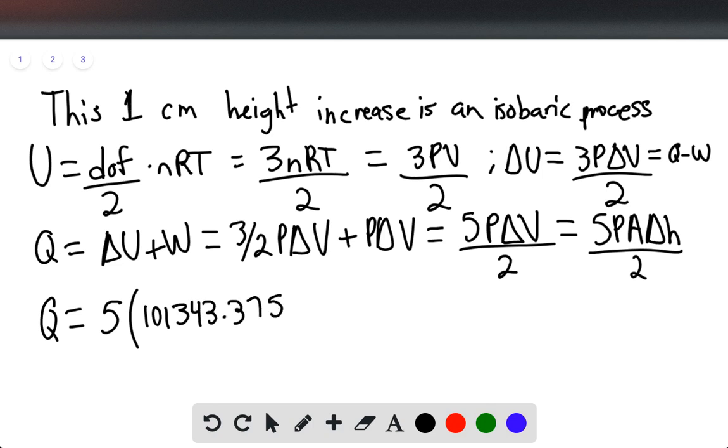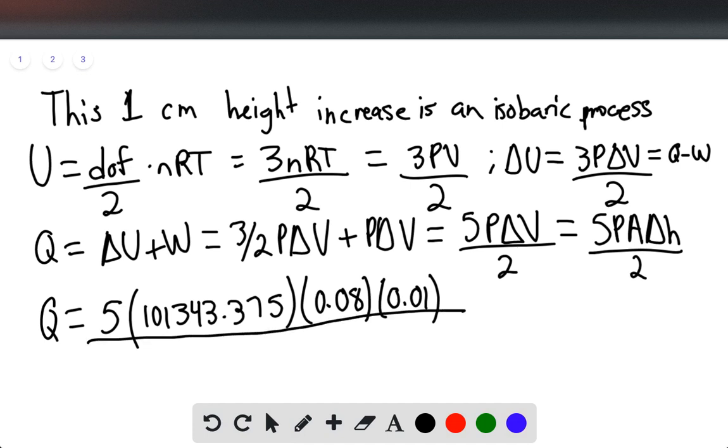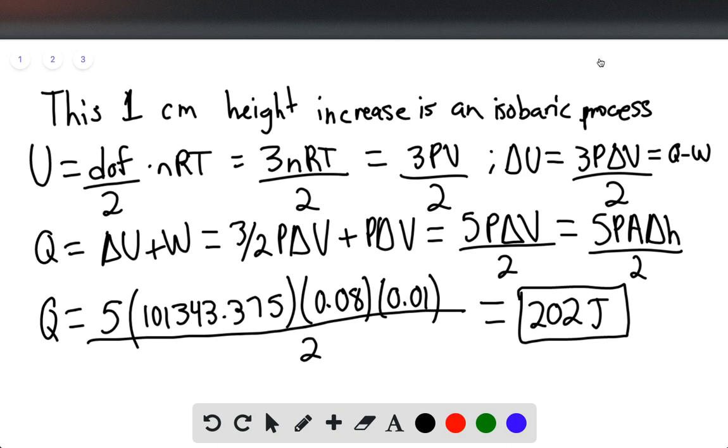101,343.375, that is the pressure outside, times 0.08, and then times the height difference of 0.01 meters, and we can divide this all by 2, and we're getting 202 joules. So 202 joules of heat are needed in order to complete this process, in order to move the piston up 1 centimeter. That is the end of the solution.